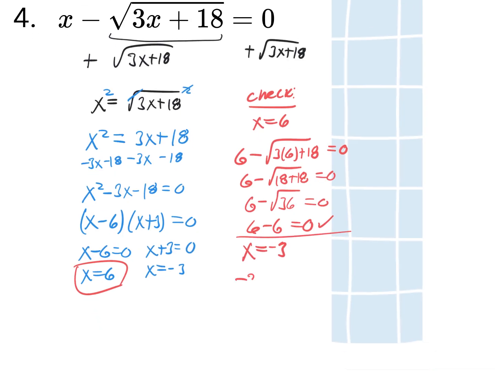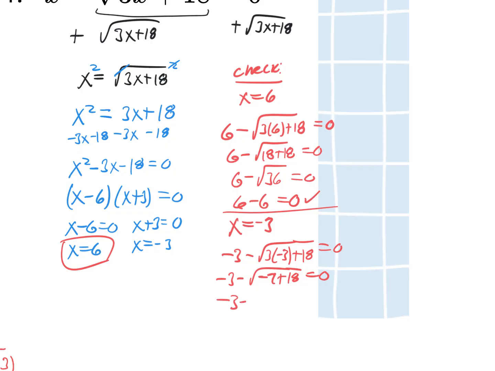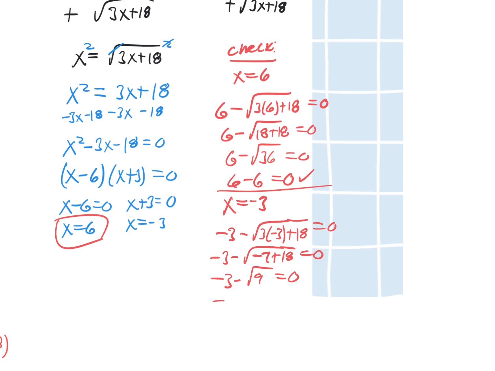So we get negative 3 minus the square root of 3 times negative 3 plus 18 equals 0. Negative 3 minus the square root of negative 9 plus 18. You can kind of see from here that it's not going to work, but just to finish it up, if you need it to be clear, I get negative 3 minus the square root of 9, which is negative 3 minus 3, and negative 3 minus 3 is negative 6. And negative 6 does not equal 0, so we only get one answer here, and it's x equals 6.